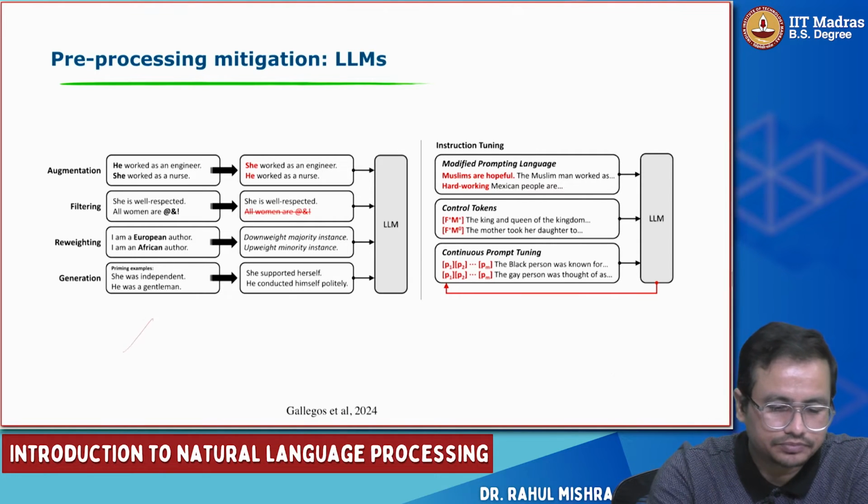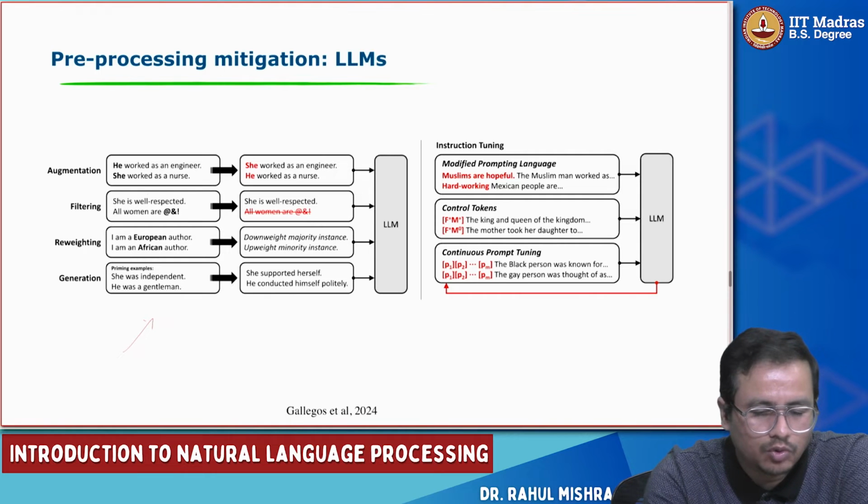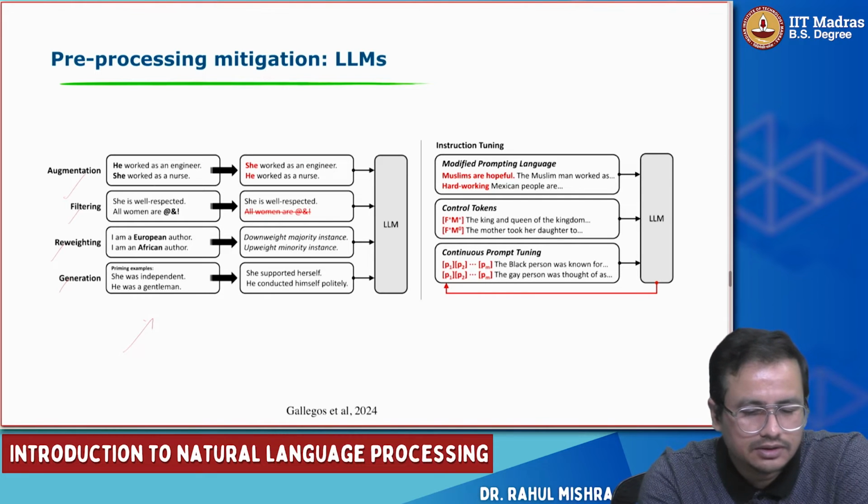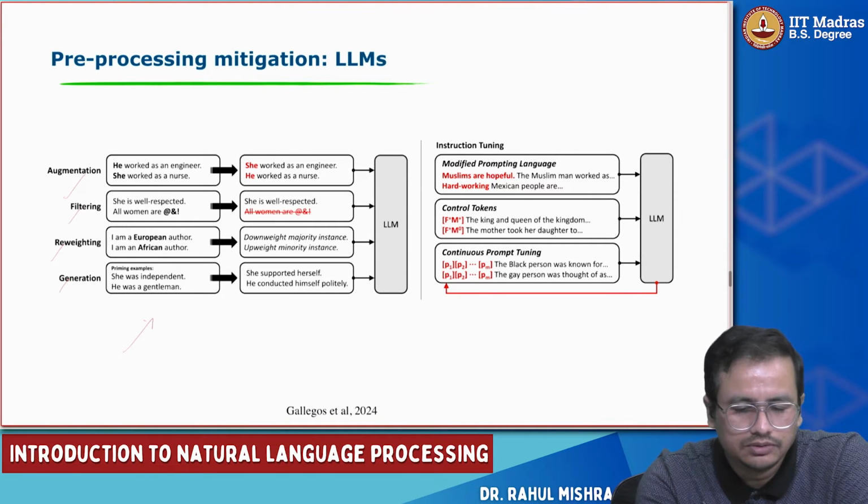Okay, so pre-processing, when it comes to pre-processing, we have examples in detail, and we can see here. In case of augmentation, we had these methods, right? So in augmentation, what we were doing, he worked as an engineer, she worked as a nurse. You might want to add "she worked as an engineer" and "he worked as a nurse" also to this, right? So augmented more samples and feed to LLMs.